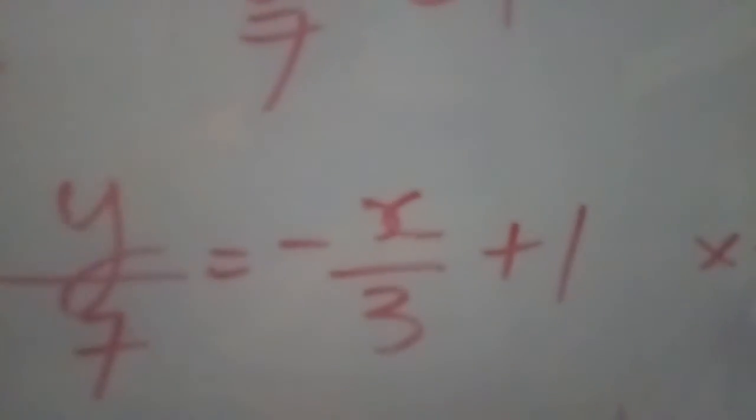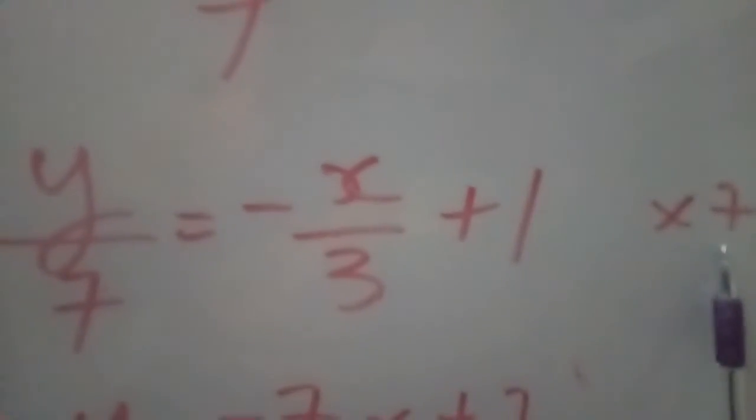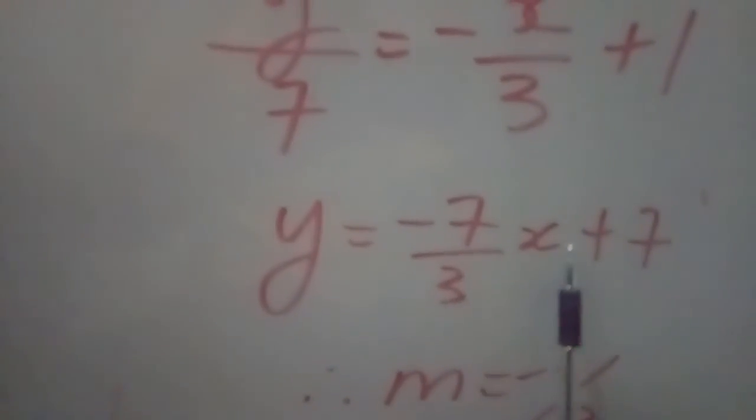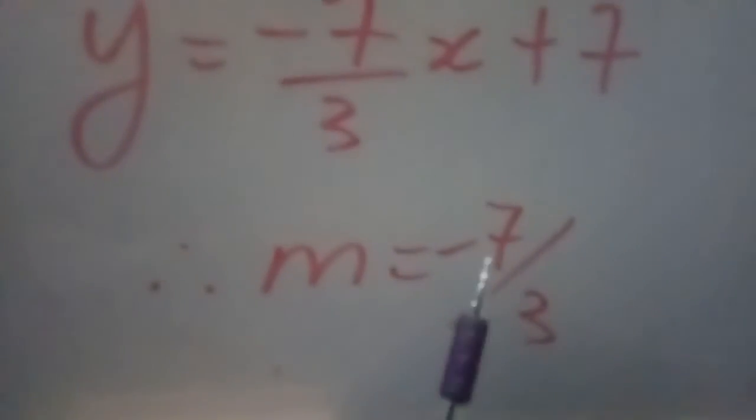So I say y over 7 is equal to negative x over 3 plus 1. Remember that all this one was positive, so when we bring it here it becomes negative, right? Plus 1 here. So what I did was I multiplied every term in the equation by 7. If you multiply this one by 7, you are going to get only y here. Then this will become negative 7x over 3, and this will give me plus 7, right? So that means my gradient is negative 7 over 3.